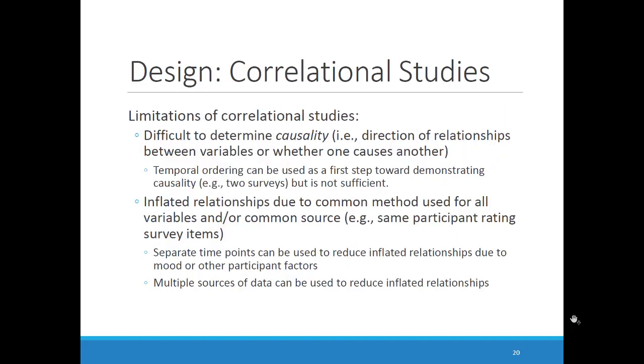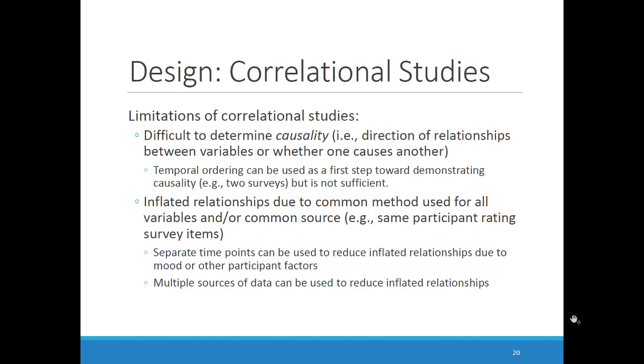Some limitations of correlational studies. First, it can be difficult to determine causality, the direction of relationships between variables, or whether one causes another. You can maybe study one thing before the other thing. So say that you survey them on teamwork before you ask their managers about their performance. That's one step toward helping to understand the direction of that relationship, but it's not sufficient. So in general, when you have correlational studies, you really can't determine causality.